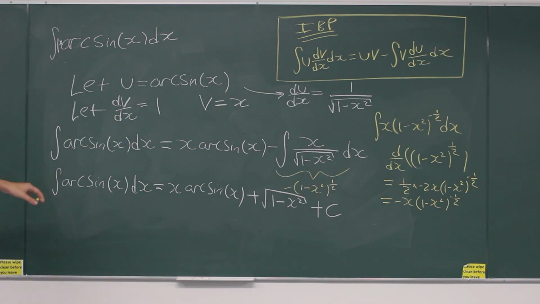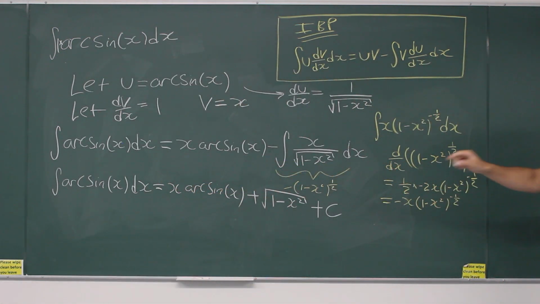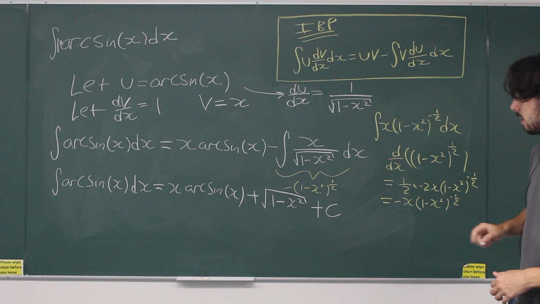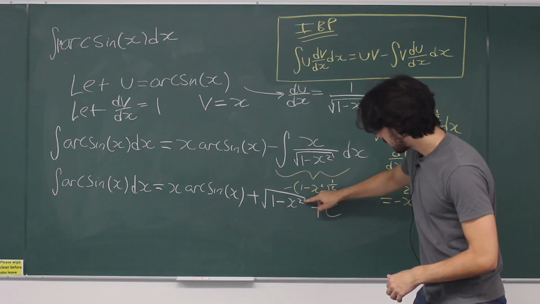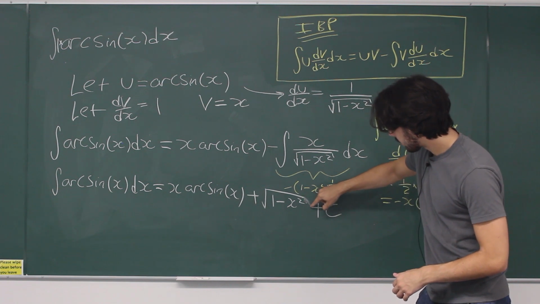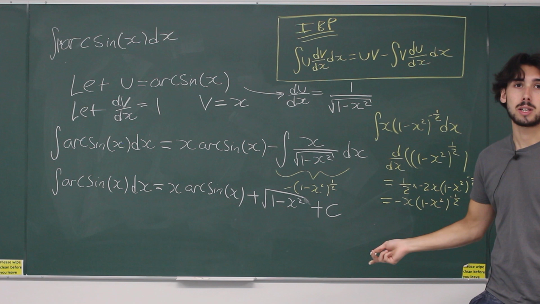This is the answer. So arcsin x integrates to x arcsin x plus the square root of 1 minus x squared plus c. That looks like x to the power of 21, doesn't it? But it's just the square root. So just 1 minus x squared in the square root plus c.